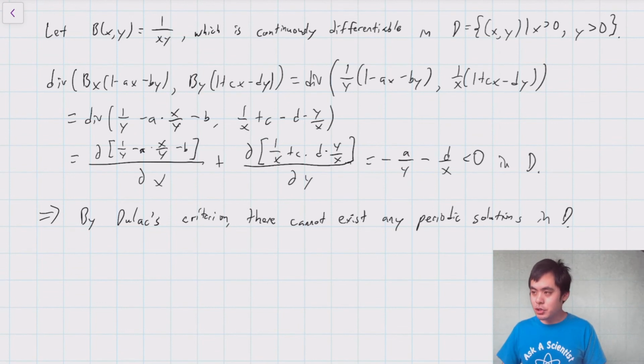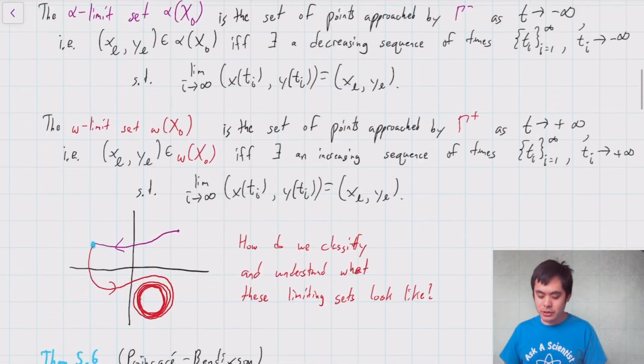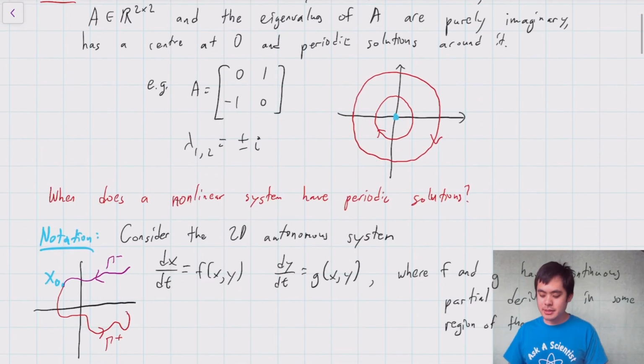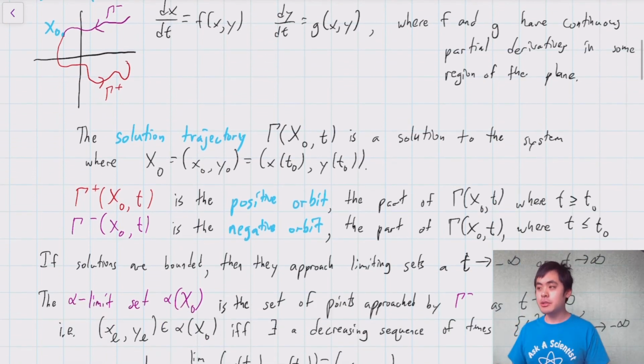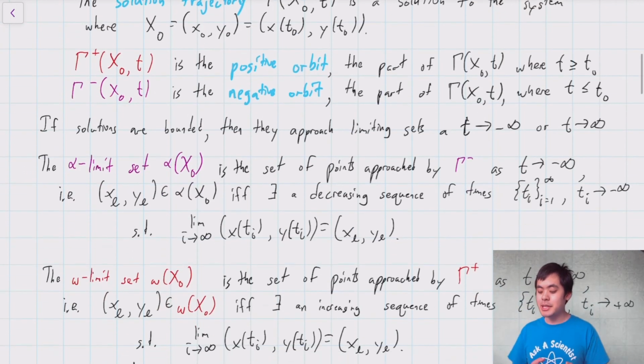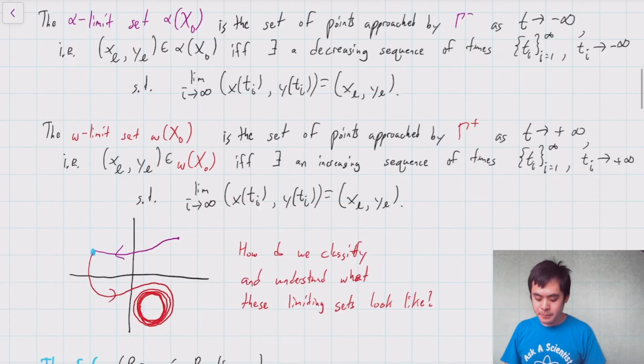Okay, so let's go back and review what we talked about in today's video. We talked about the existence of periodic solutions, and one of the ways we did this is by looking at the limiting set of solution trajectories. Every solution trajectory that is bounded within some region limits to some set of points as time goes to positive infinity or negative infinity. These are the positive orbits and the negative orbits. These are limiting sets, and they're called the alpha limit set for the negative orbit as time goes to negative infinity, so at the beginning of time, what's the limit? And at the end of time, the omega limit, what is the limit?